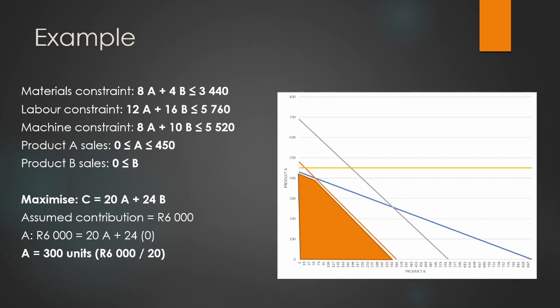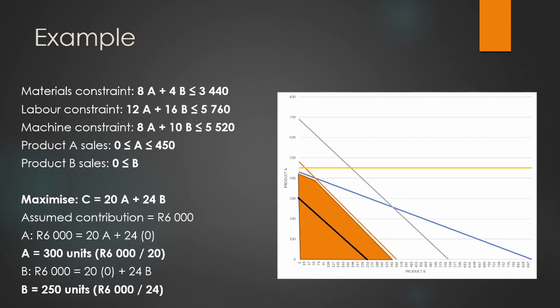Likewise, we do the same for B, and here we arrive at 250 units, being the 6,000 Rand total contribution divided by the 24 Rand contribution from product B. We can now plot our objective function on the graph. Now we slide this line using a technique such as the sliding set square until it reaches the furthest point possible from the origin.